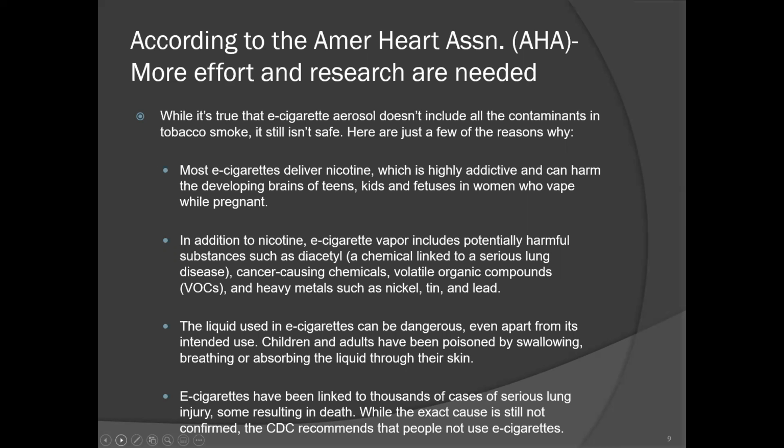Children and adults have been poisoned by swallowing, breathing, or even absorbing the liquid through their skin. And again, e-cigarettes have been linked to thousands of cases of serious lung injury. Again, in most cases, substances or devices were gotten through nefarious means, but not all the cases. Sometimes the individual's body had a reaction to the propylene glycol, some sort of allergic reaction or other chemical reaction. So it didn't necessarily involve a device or substance that was gotten from the dark web, let's say.